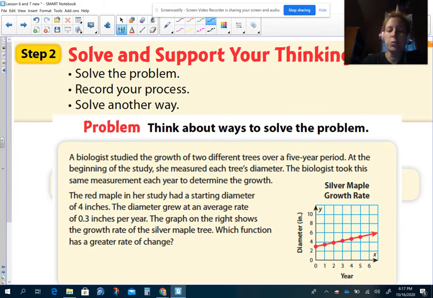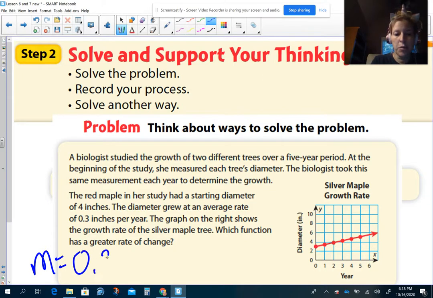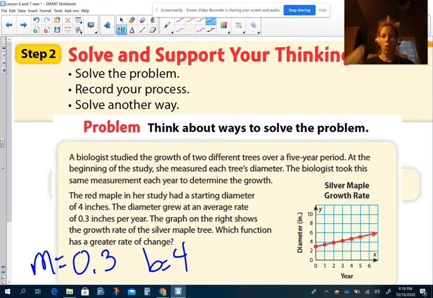So just with the words that we have for our red maple, let's pull out our rate of change. The average rate, did you pull out 0.3? And did you pull out my initial value was 4? Notice I'm using these letters, and I need you to always use these letters to keep in your mind. Your initial value is your B. That's what you're beginning with, what you're starting with. And then your M is your rate of change, okay? It's what you're multiplying by, what's happening multiple times each year, each cookie, per person, all those good things.